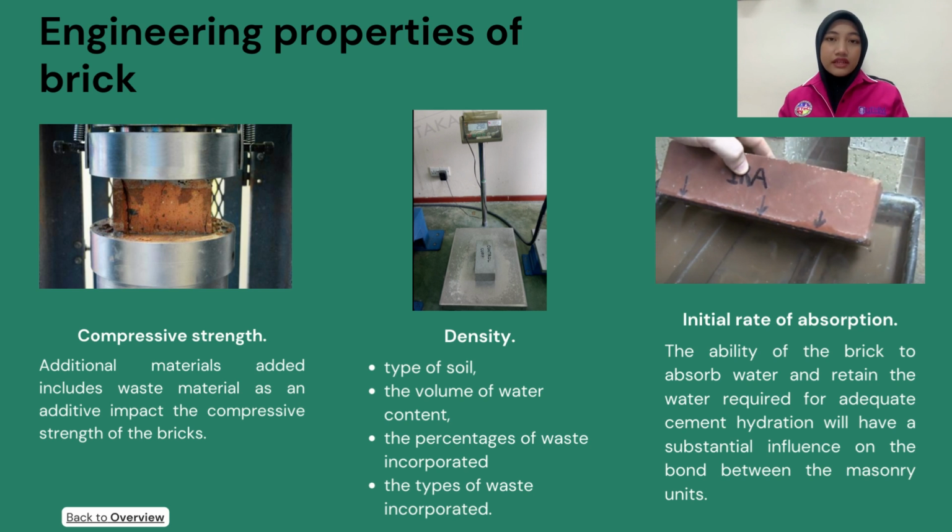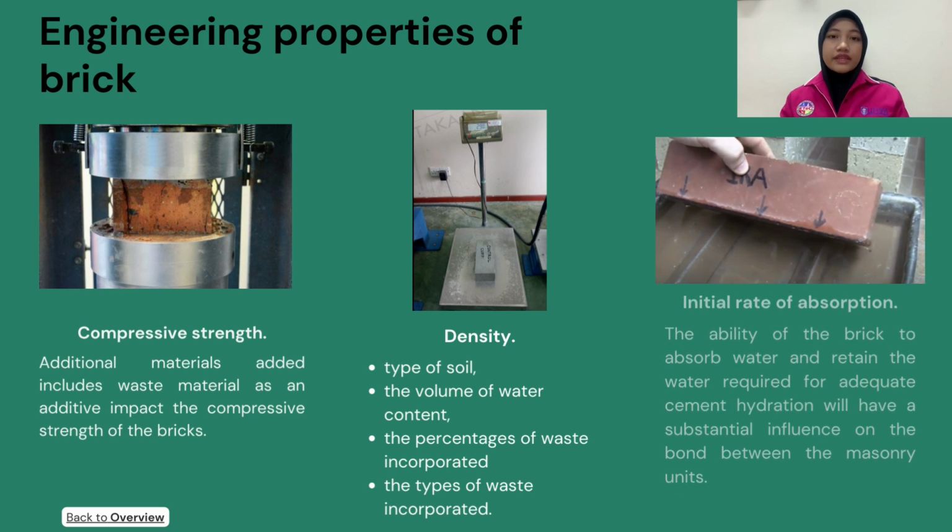For the compressive strength, additional material added, including waste material as an additive, impacts the compressive strength of the bricks. For the density, there are several factors that will affect the density. For example, type of soil, the volume of water content, the percentage of waste, and also the type of waste incorporated. For the initial rate of absorption, the ability of the brick to absorb water also will affect the brick.